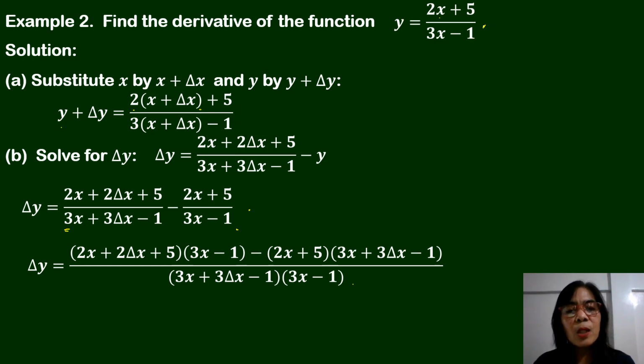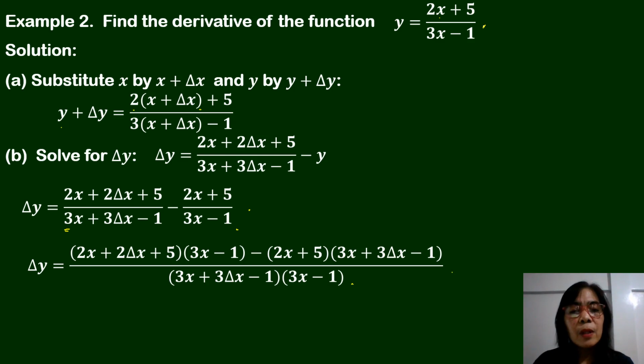So we have now 2x plus 2 delta x plus 5 times the quantity 3x minus 1. This minus sign in the difference of two fractions, take note how we write it. So we have a minus, then the quantity 2x plus 5 times the quotient when you divide the LCD by 3x minus 1, which will now be the quantity 3x plus 3 delta x minus 1.